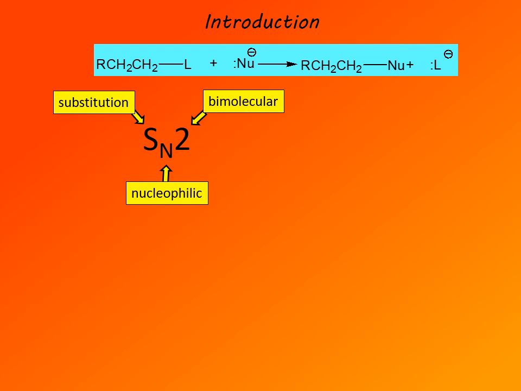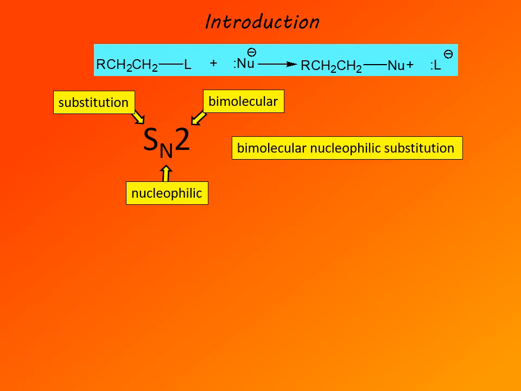Now you can see that we abbreviate the reaction mechanism as SN2, but we actually read it backwards. So the reaction mechanism is called bimolecular nucleophilic substitution. So we read 2 first as bimolecular, then N. Note that N is capital but in subscript, nucleophilic, finally substitution.